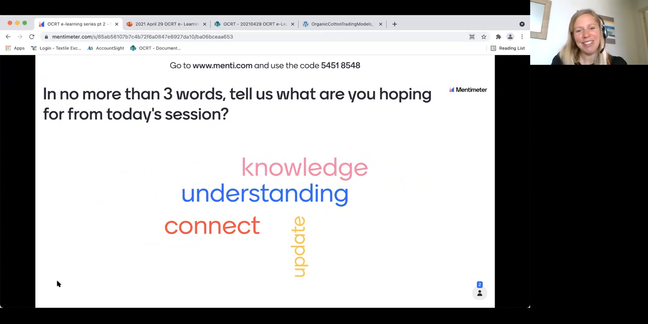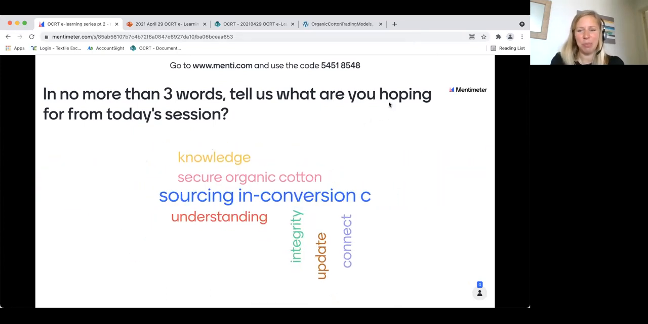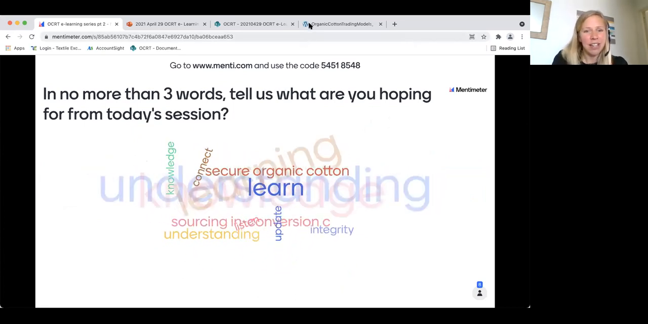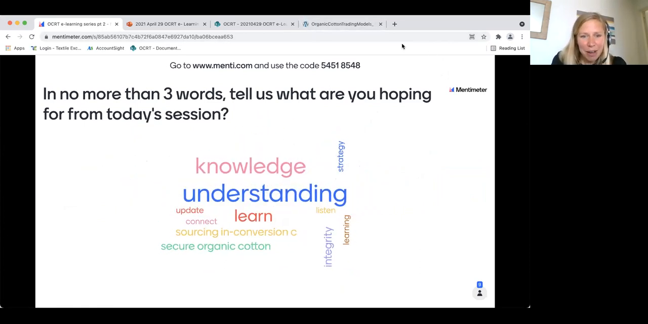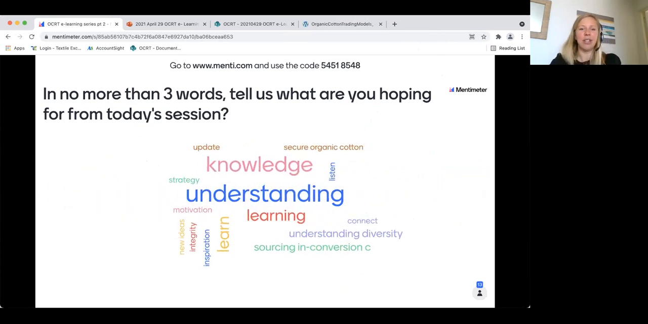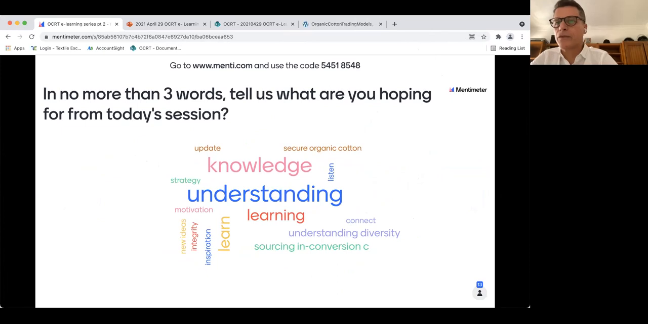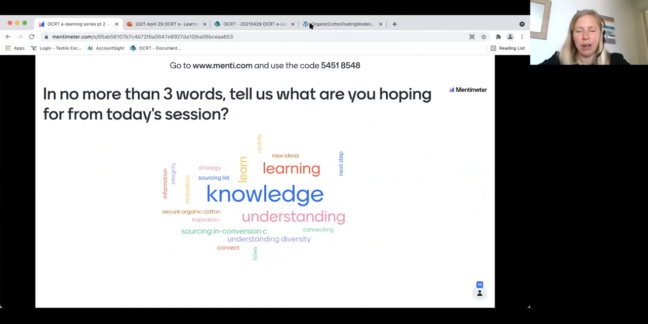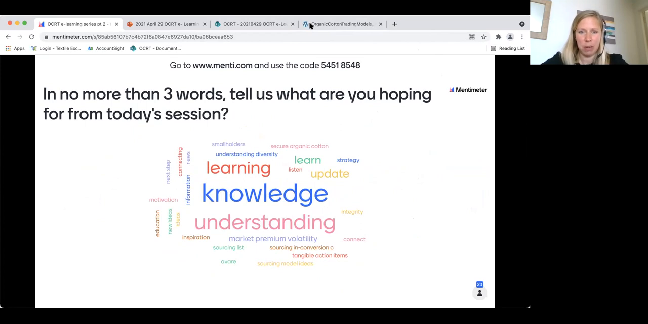Some great initial words coming up there: understanding, knowledge, connect, and update. These are all things that we hope to be able to do in this session today. And yes, sourcing in-conversion cotton, you're certainly in the right place. Learning and understanding. Understanding seems to be the word of today. Knowledge is coming up as well. We've got some brilliant panelists, so hopefully we can share some knowledge, help you learn, and improve understanding on the topic of today.